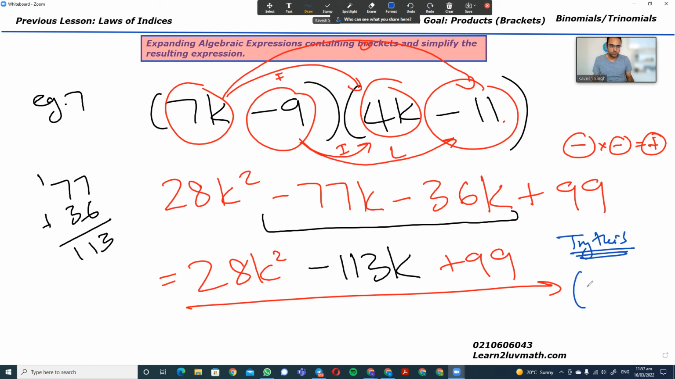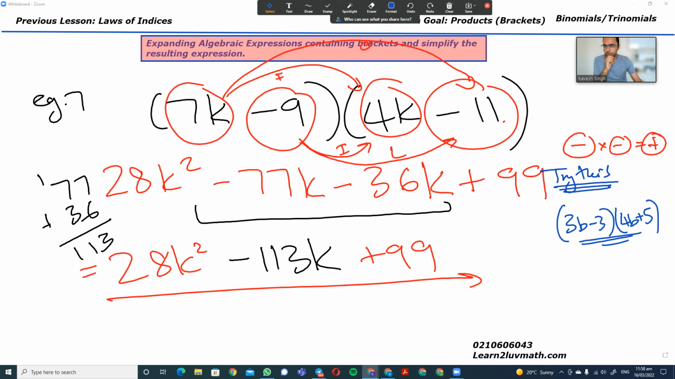Let's suppose you've got 3b minus 3 multiplied by 4b plus 5. Okay, I'm just going to squeeze it in there. Write that one down. Press pause, try it out. All right, let's expand these brackets now. So 3b is going to multiply by 3b.